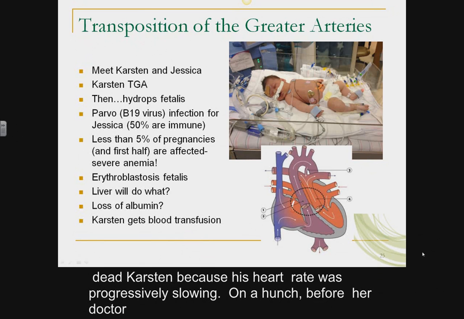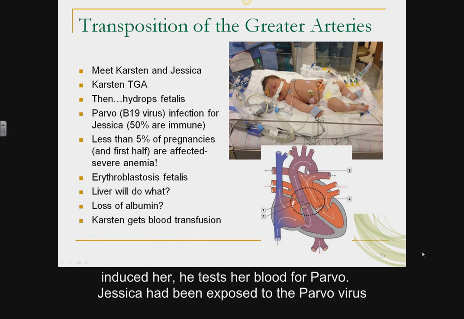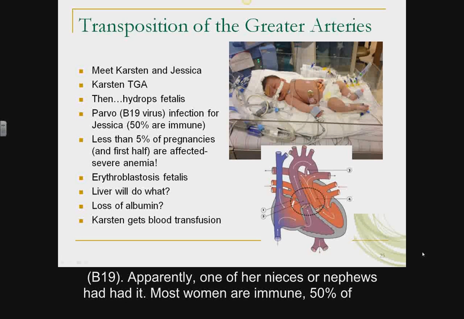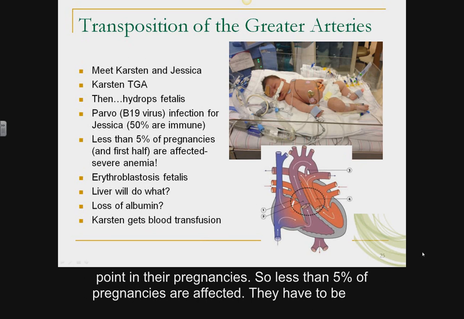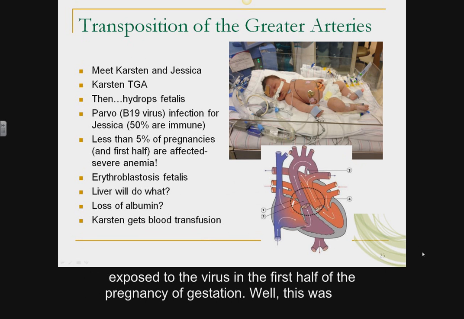On a hunch, before her doctor induced her labor, he tests her blood, test her amniotic fluid, I should say, for parvo. Jessica had been exposed to the parvovirus, the B19. Apparently one of her nieces or nephews had had it. Most women are immune. 50% of them are. Those that aren't, they have to come in contact with the virus at a certain point in their pregnancies. So, less than 5% of all pregnancies are affected.